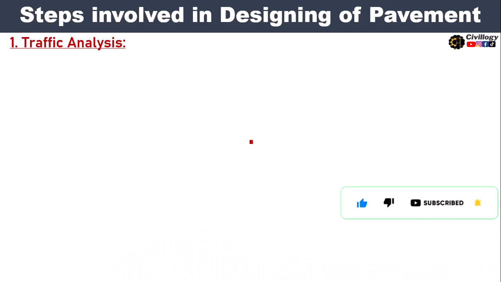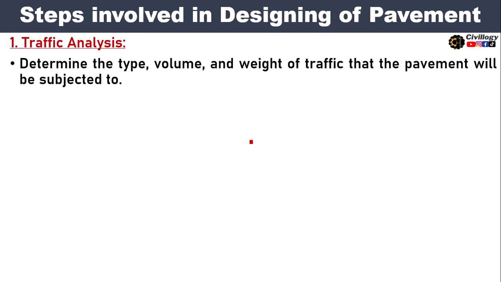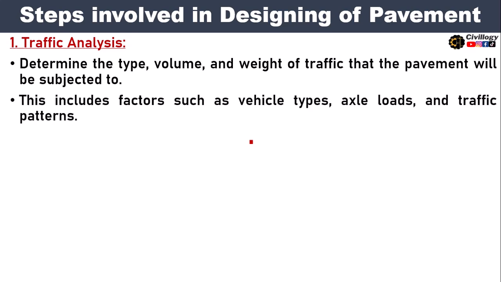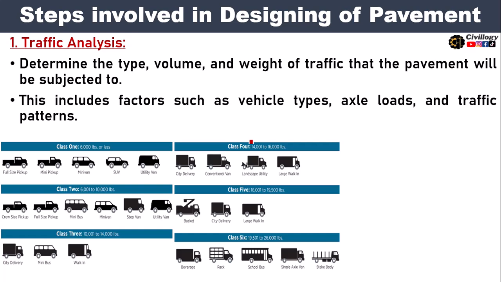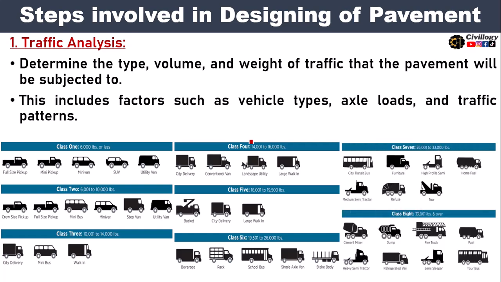The first step involved in the designing of pavement is traffic analysis. You will have to determine the type, volume and weight of traffic that the pavement will be subjected to. This includes factors such as vehicle types, axle loads and traffic patterns. Vehicles can be classified into 8 classes as per their weight. As you can see over here, class 1 ranges between 6000 lbs or less and it ranges up to 14,000 lbs. Such types of vehicles are considered as lightweight.